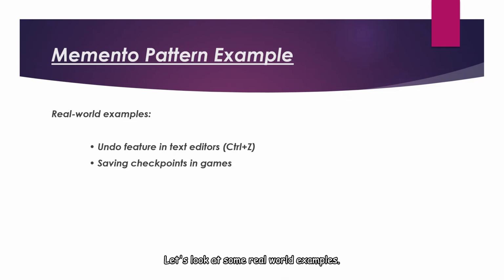Let's look at some real-world examples: undo and redo in Microsoft Word. Every time you make a change, Word captures a snapshot of the document. When you hit undo, Word restores a previous snapshot from history. In gaming, saving checkpoints is another brilliant example. Games like Call of Duty or Zelda allow players to save their progress, so if they fail, they don't start from the beginning but resume from a checkpoint. Both of these functionalities depend heavily on the principles of the Memento pattern.